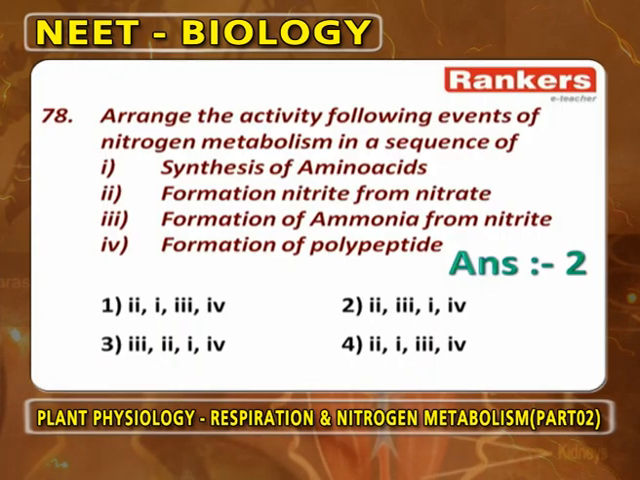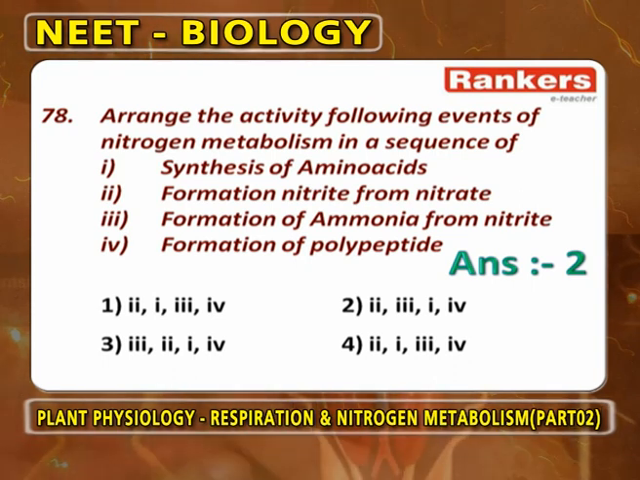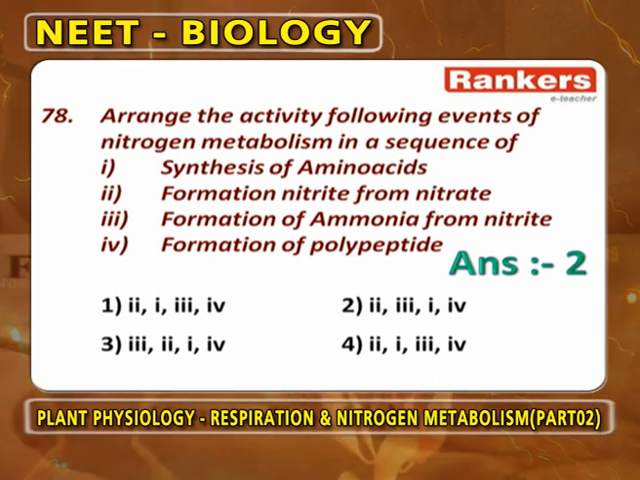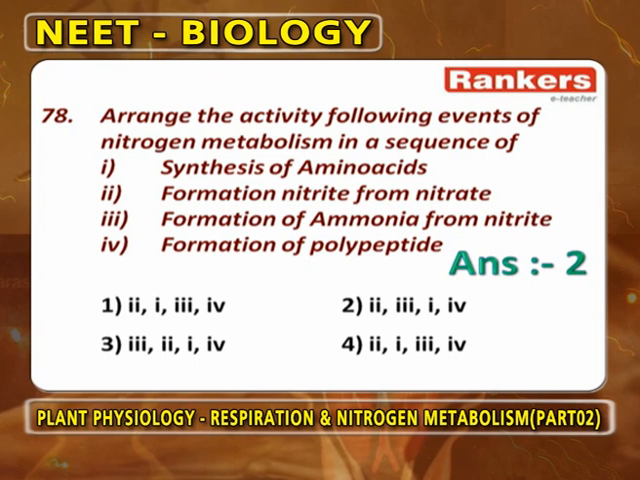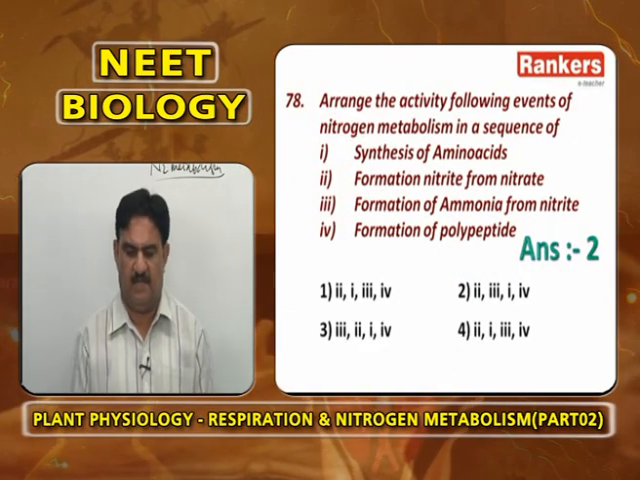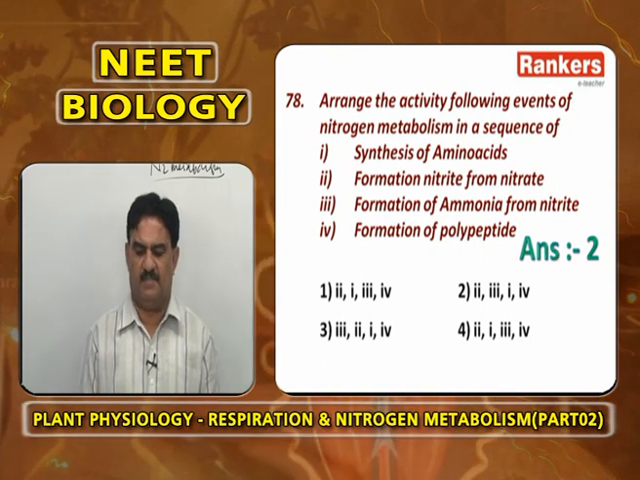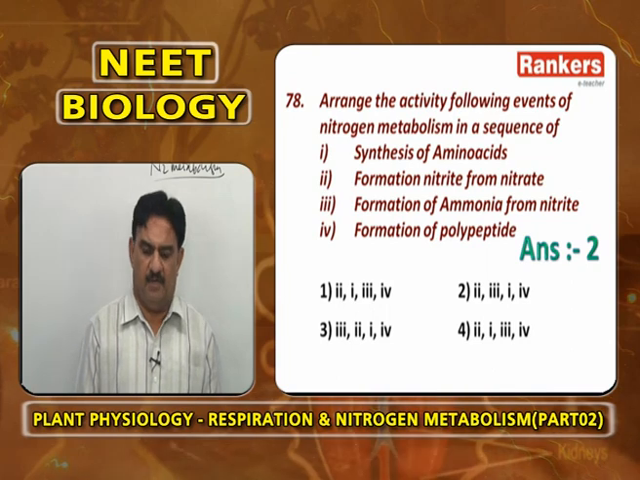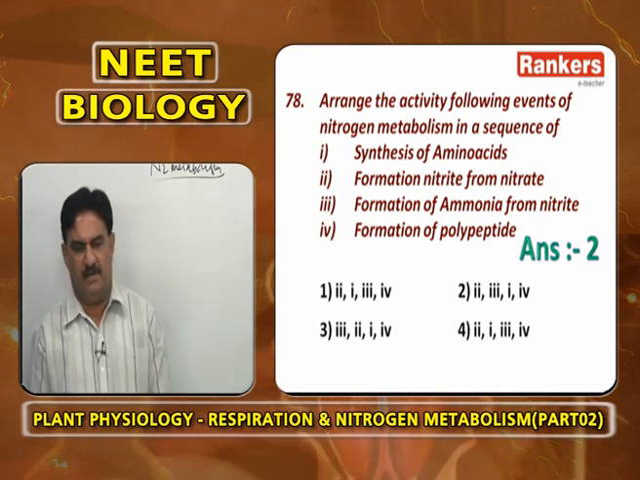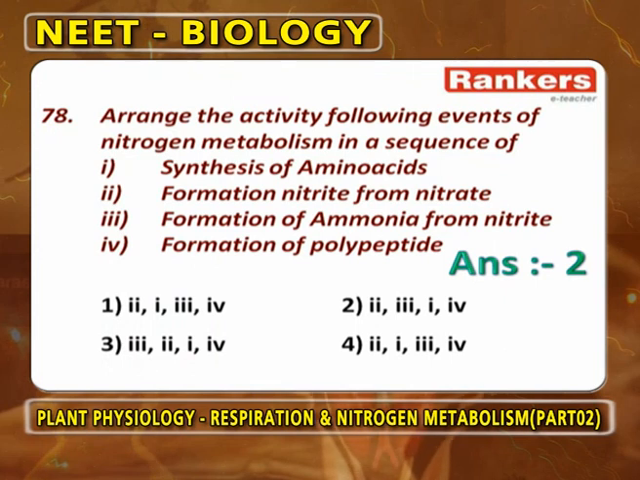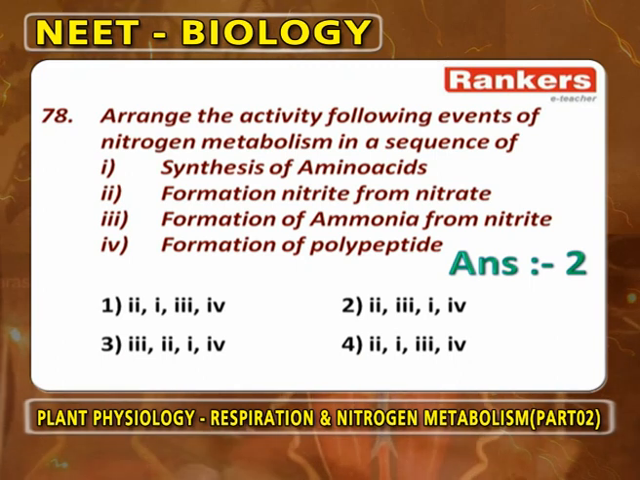Arrange the following events in nitrogen metabolism in a sequence: synthesis of amino acids, formation of nitrite from nitrate, formation of ammonia from nitrite, formation of polypeptide. First, formation of nitrite from nitrate. Then formation of ammonia from nitrite. Then ammonia is converted into amino acids. Then amino acids are linked by peptide bonds, resulting in the formation of a polypeptide chain of amino acids called proteins.